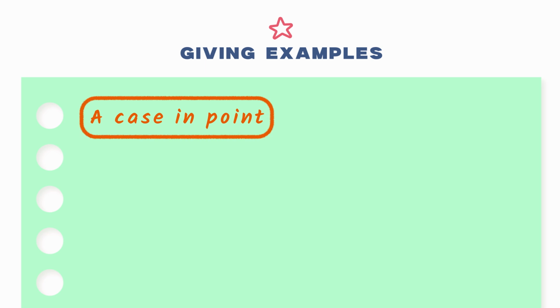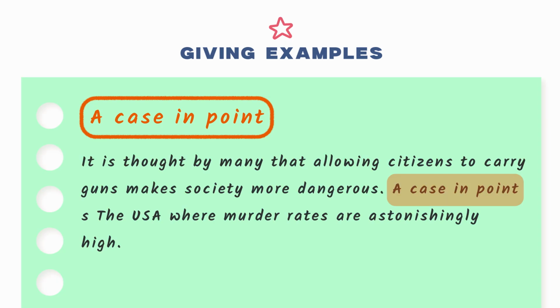Our next linking word to talk about example is a case in point. And don't forget that we should not use a comma after a case in point. Now let's see how we can use it in an example. It is thought by many that allowing citizens to carry guns makes society more dangerous. A case in point is the USA, where murder rates are astonishingly high.